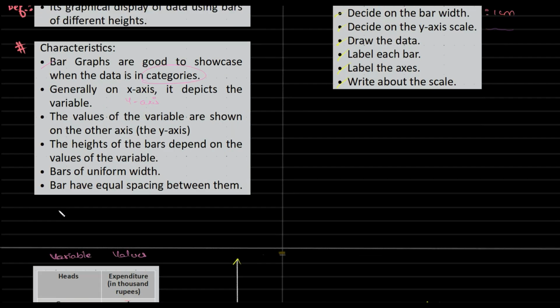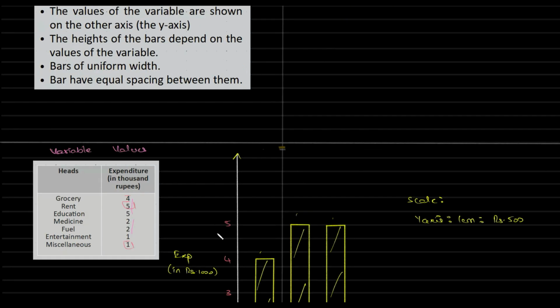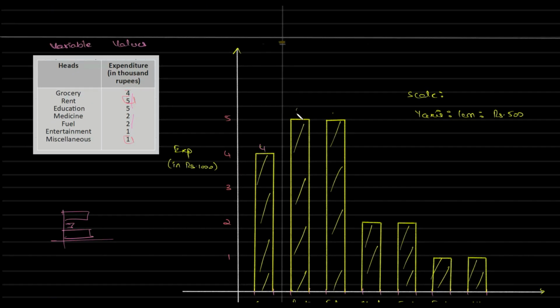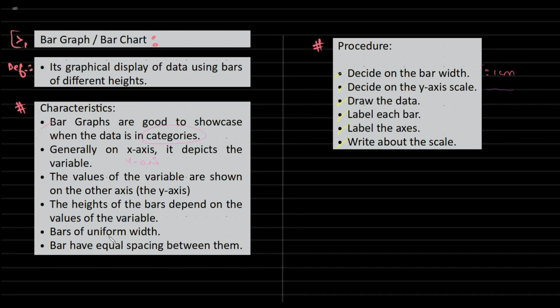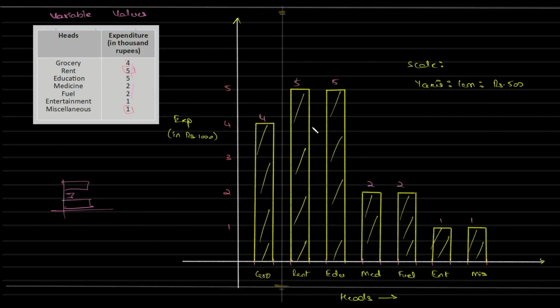So that is your horizontal or vertical. I don't know what is the name. So that is possible. And values of the variable are shown on the other axis, that is your y-axis. You can see the values over here. So you can write the values like this also. And bars are of uniform width and bars have equal spacing between them. So uniform width is this. Can you see that? These are of each 1 centimeter width, and the gap between them is also fixed.